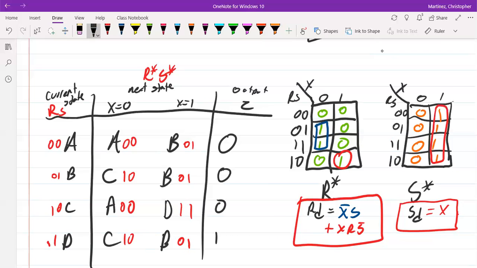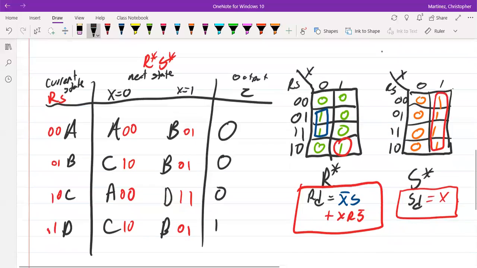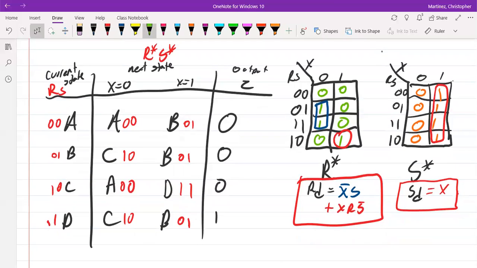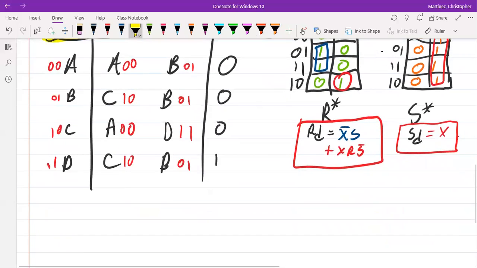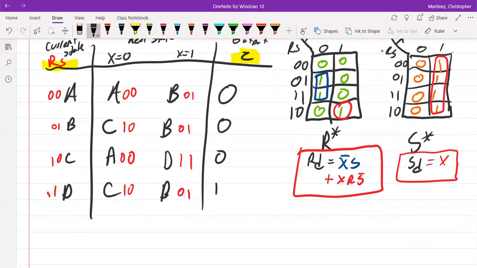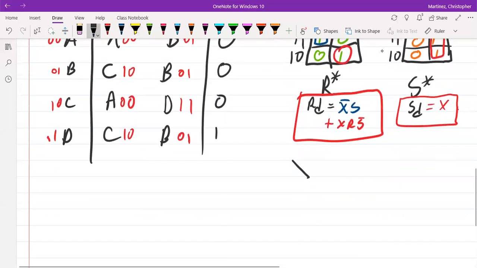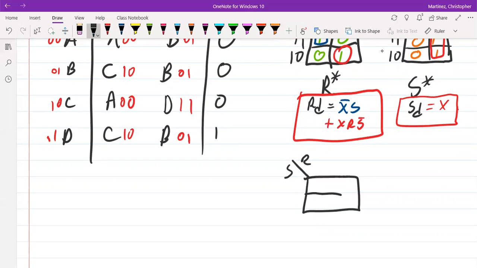Okay, but that's not the end of it. The last thing we need to do is we need to worry about Z, because Z is part of our answer. Now, if we look at Z, there is no X underneath it. So Z, all it needs is two variables, an R and an S. All right, so let's make a two variable K-map with R and S.